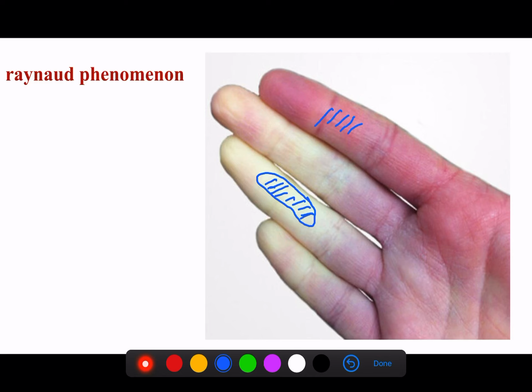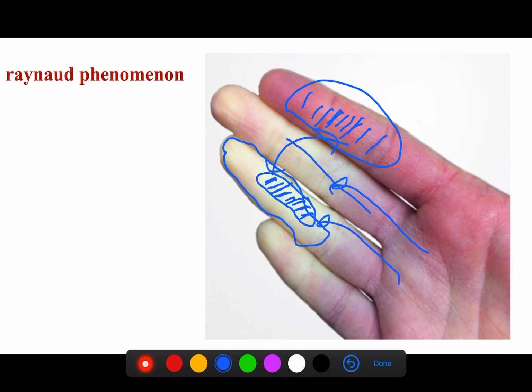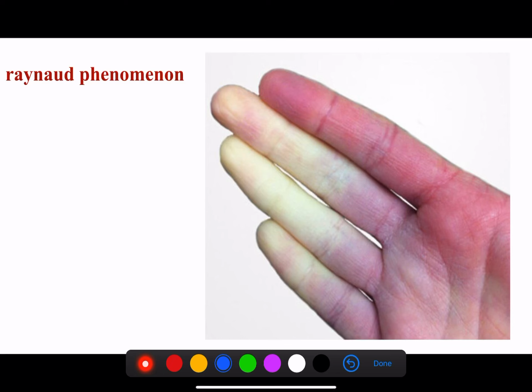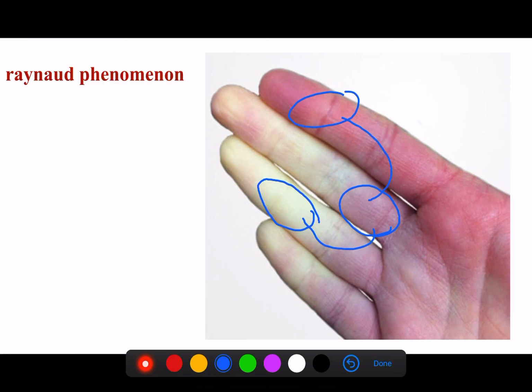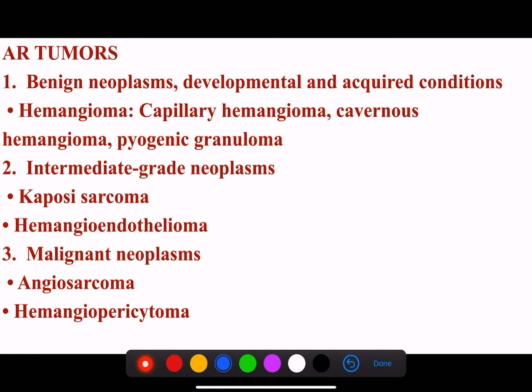As we know, when vasoconstriction occurs, it leads to pallor of the area, and when the blood returns to the site, it will become congested and become red. Between these two phases, there is a phase with cyanosis. So this phenomenon is characterized by pale color, then cyanotic color, then red color of the hand. It is not important to treat it. It's a phenomenon that occurs with blood vessels.